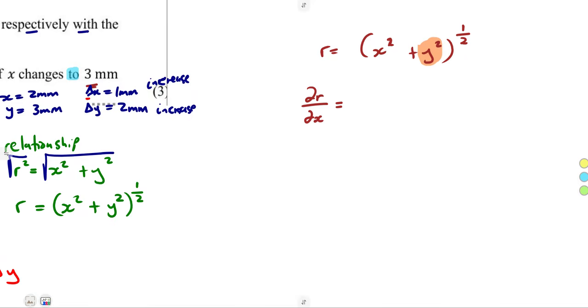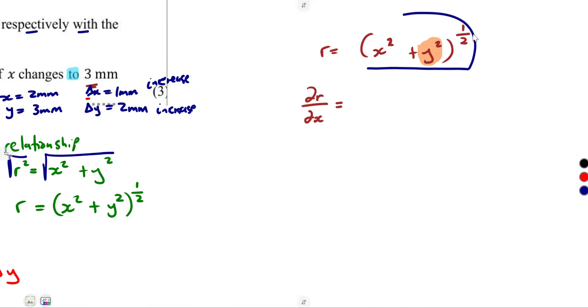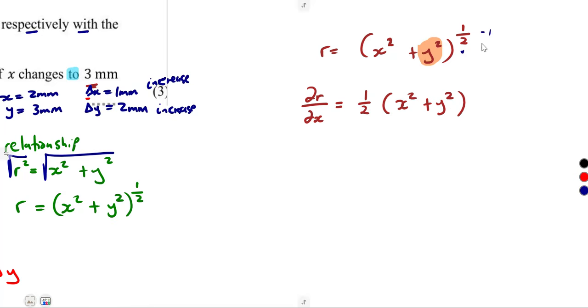But we cannot just do that directly because of this part here that we are having being raised to the exponent of a half. So we must consider differentiating, focusing on the exponent first, all right? You drop the exponent, keep the bracket as it is, x squared plus y squared, then we subtract 1. Remember the derivative concept, you drop the exponent, you subtract 1. So that is going to give us a negative half.